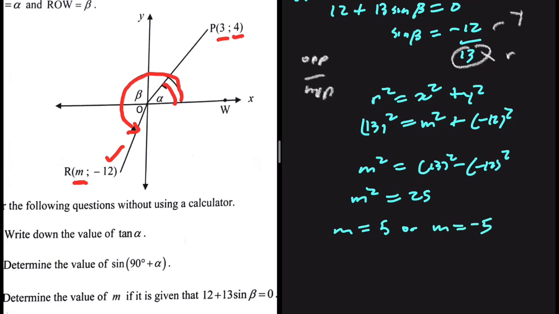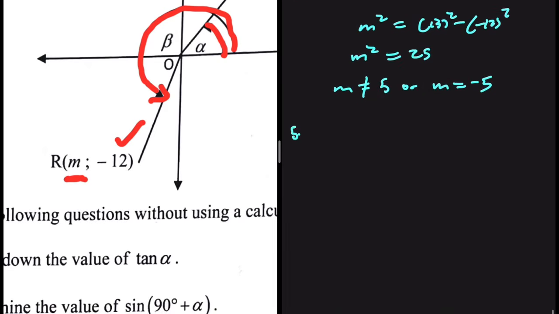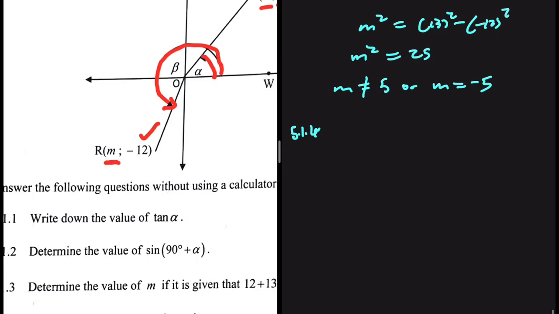What makes sense between the two values? x is negative in the third quadrant. So m cannot be equal to 5. m is equal to minus 5. So that is 5.1.3. Let's do 5.1.4.